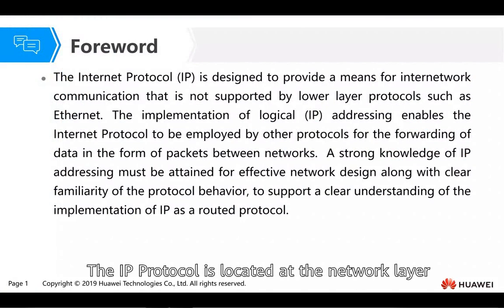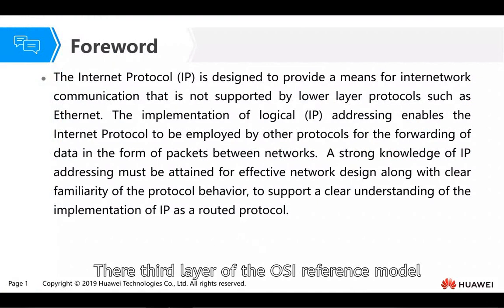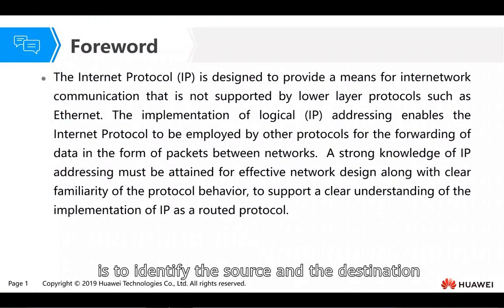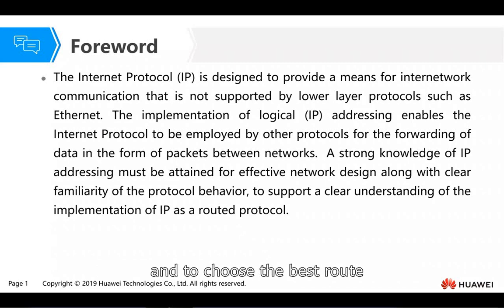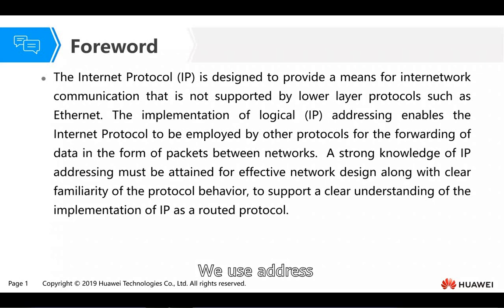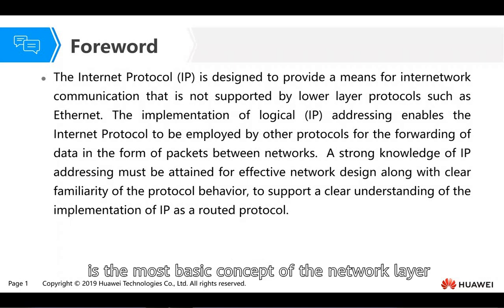The IP protocol is located at the network layer, the third layer of the OSI reference model. As we know, the function of the network layer is to identify the source and the destination and choose the best route from source to destination. Okay, and how to identify a source and a destination? We use an address. So the IP address is the most basic concept of the network layer.